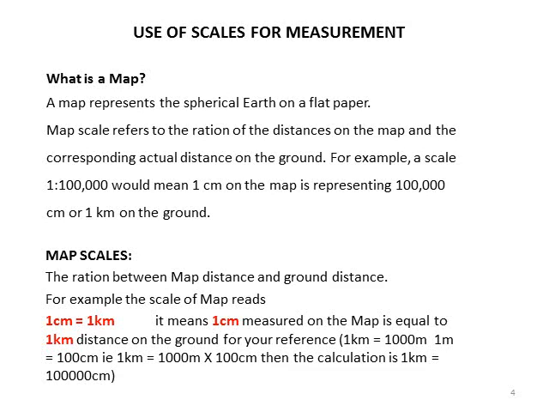A map represents the spherical earth on a flat paper, as you know. As I have already discussed, there are small scales and large scales. What does map scale refer to here? Map scale refers to the ratio of the distance on the map and the corresponding actual distance on the ground.